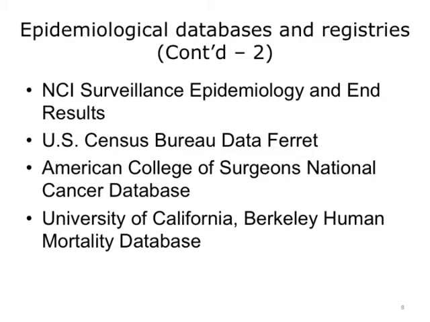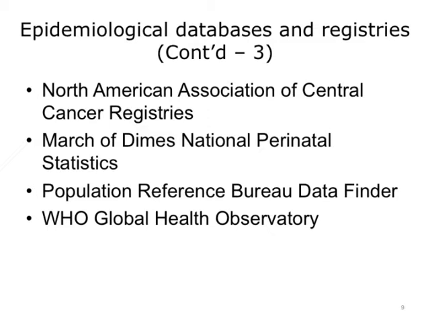Here is a set of data sources provided by different types of organizations: the National Cancer Institute, the U.S. Census Bureau, the American College of Surgeons, and the University of California in Berkeley all maintain their own epidemiological databases. There are many more epidemiological databases and registries available online. You should be familiar with how the information in these epidemiological databases and registries is updated and exchanged with clinical health institutions. In order to do so, please go to the websites and review the sites.